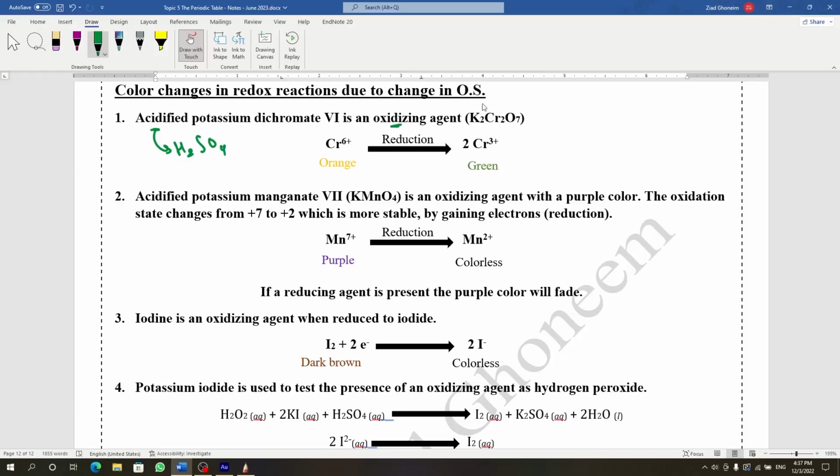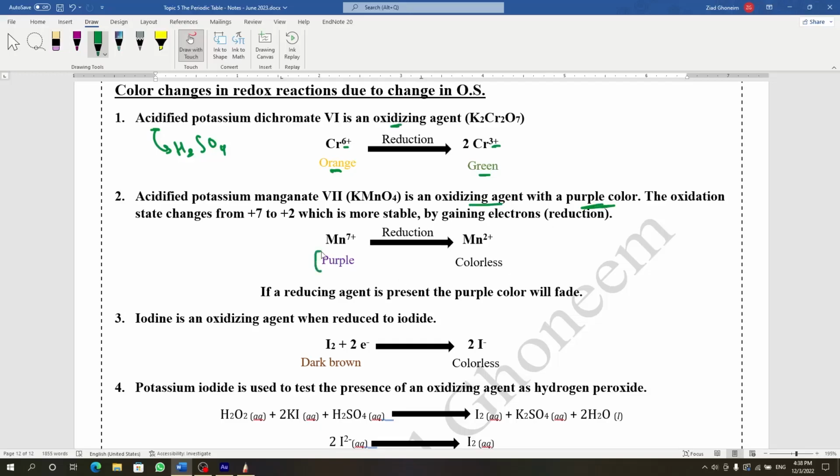If you try to calculate the oxidation state of chromium cation in this compound, it will be positive 6. The color of chromium in this oxidation state is orange. When it's reduced, meaning that it gains electrons, so this oxidation state is reduced to 3 positive, the color changes to green. Acidified potassium manganate, KMnO4, is an oxidizing agent as well, with a purple color.